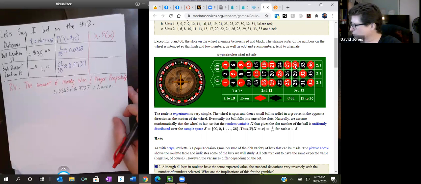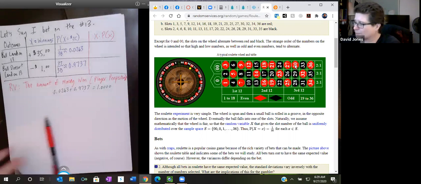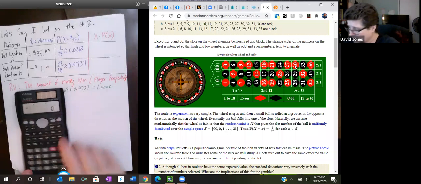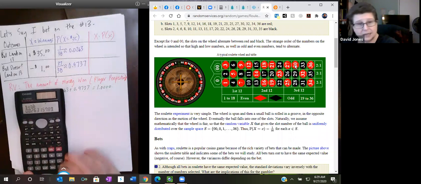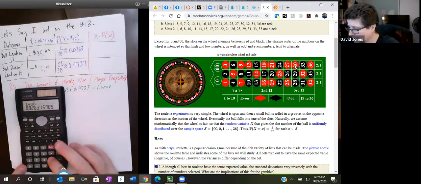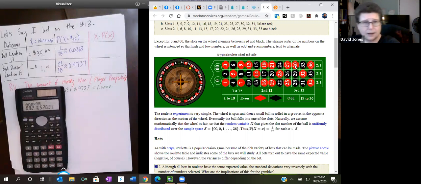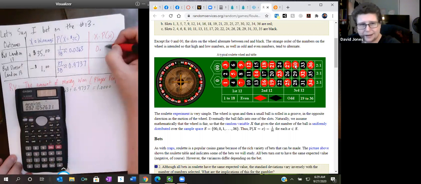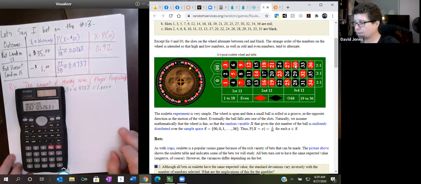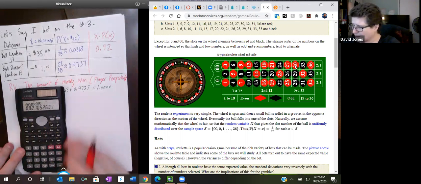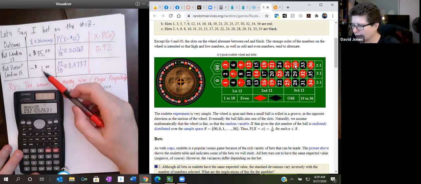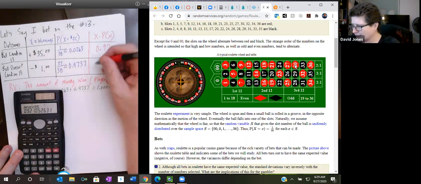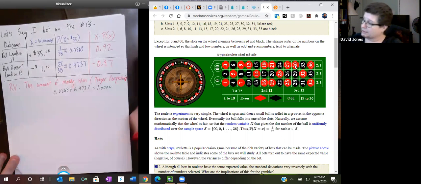35, and since we're talking about money, I'm going to take it to 2 decimal places. So I had 1 divided by 38. I'm going to multiply that by 35. And to 2 decimal places, I get 0.92. And 37 divided by 38, if I just multiply by a -1, all I'm doing is changing the sign. This is negative 0.97 to 2 decimal places.